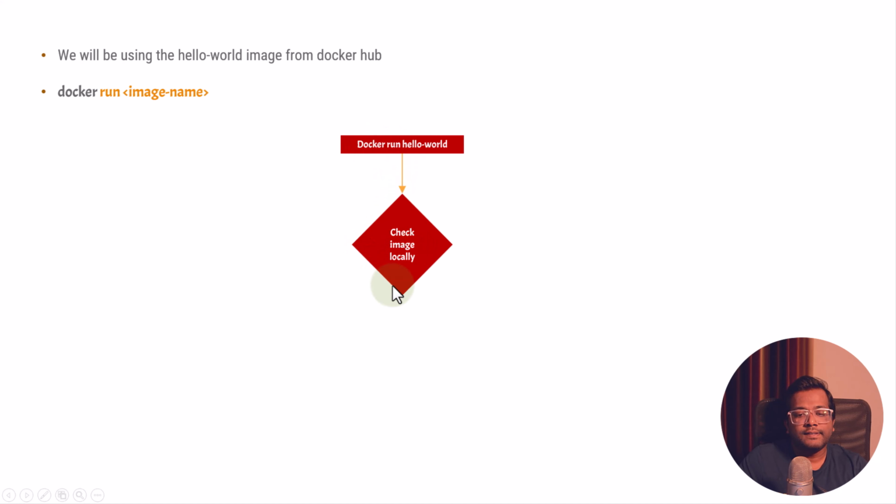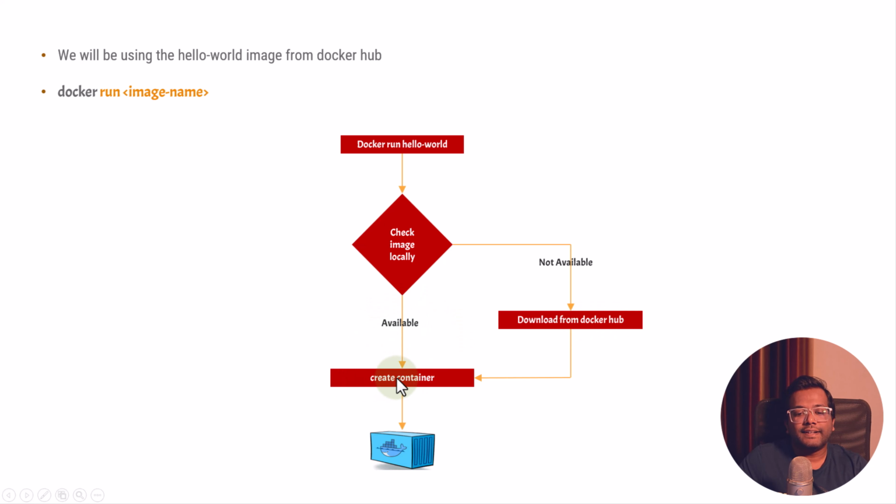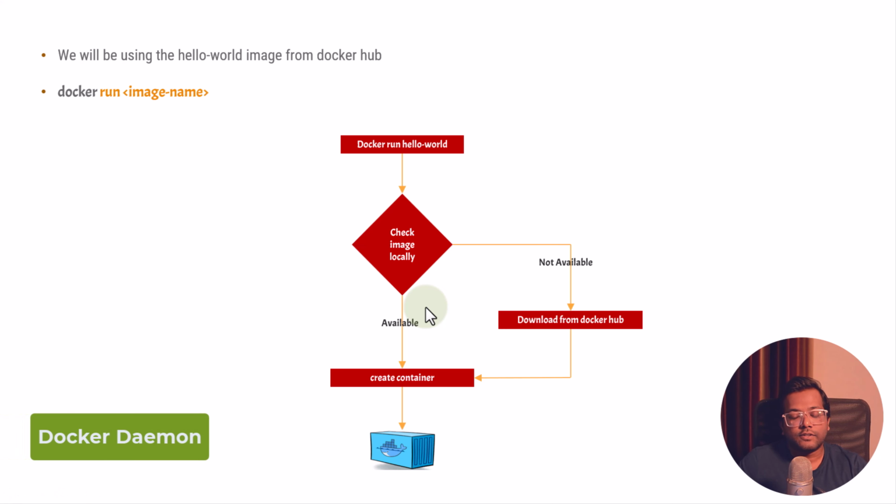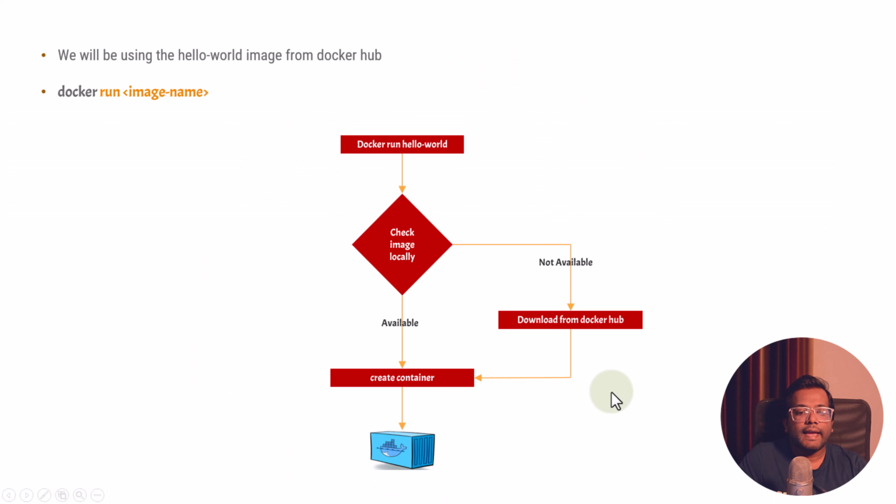The Docker daemon, or the Docker host, checks whether this image is available locally or not. If the image is not available, it is going to download the image from Docker Hub. If it is available locally, then it is going to create the container. All the heavy lifting is done by the Docker daemon, or you can say the Docker host or the Docker server you have installed on your local machine. Everything happens behind the scenes. You just need to use the command docker run and the image name.